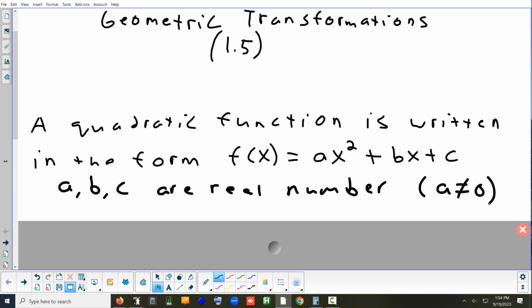The reason a can't be 0 is because if you filled in a 0 right here, what's 0 times x squared? 0. Now all you have is bx plus c. That's not a quadratic anymore. That's like mx plus b. And that's what shape? Straight. That's just a straight line, right? So we don't want a to be 0, because then that messes it up from being a quadratic. But that's what quadratics look like.